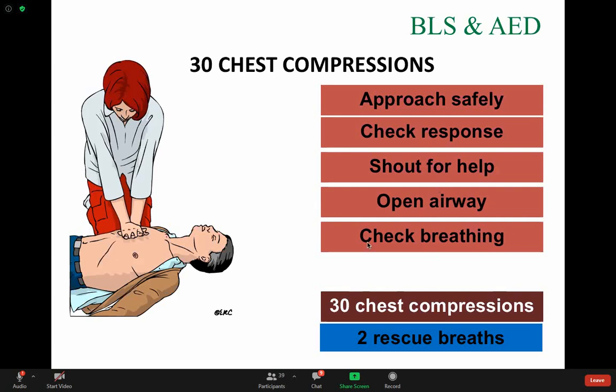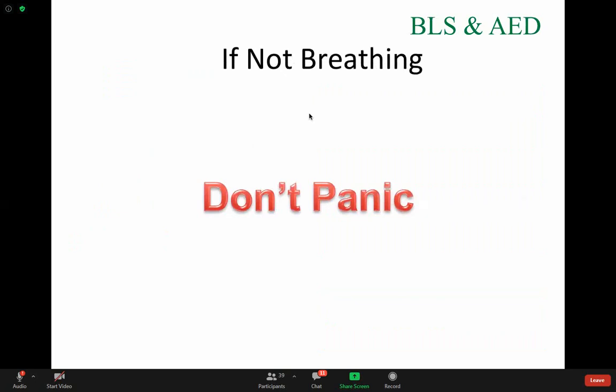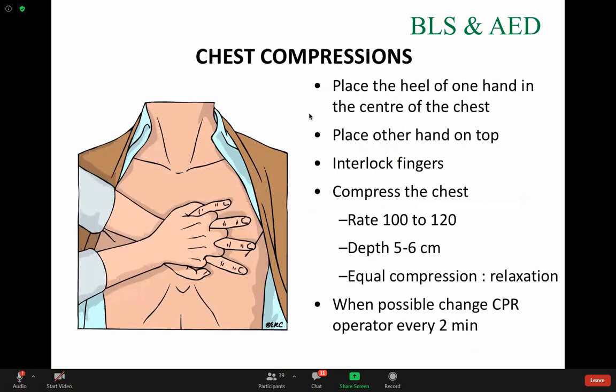So what is the ratio of compressions to breathing in an adult patient? 30 to 2, exactly. So 30 to 2, this is something that you have to know by heart for adult patients, because pediatrics are different. Okay, we're going to talk about pediatrics soon. If not breathing, as we said, do not panic.